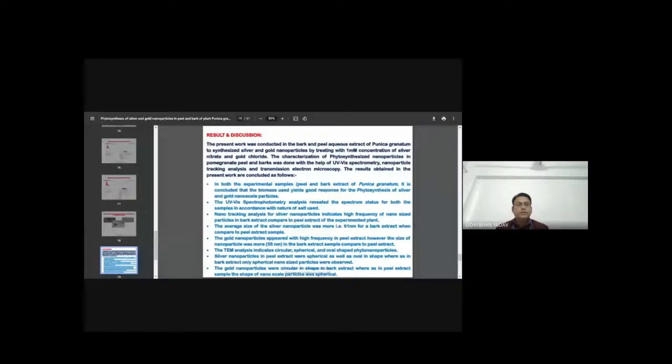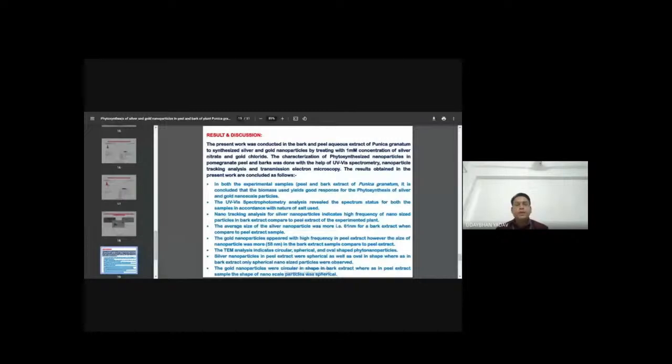Here's the time to discuss the result. The present work was conducted in the bark and peel extract of Punica granatum, synthesizing nanoparticles by treating with 1 millimolar concentration of silver nitrate and gold chloride. Characterization of the nanoparticles in pomegranate peel and bark was done with the help of UV-Vis spectrometry, nanoparticle tracking analysis, and transmission electron microscope. The result obtained in the present study is concluded as follows.